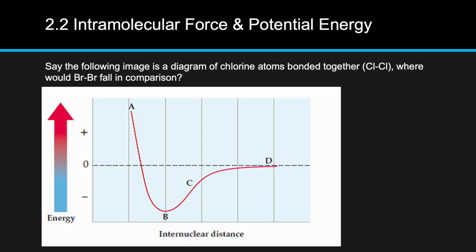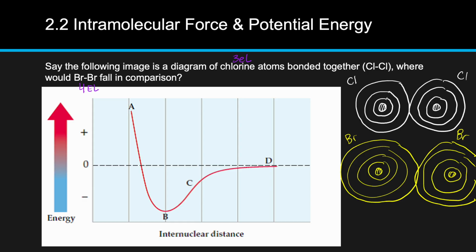Say the following image is a diagram of chlorine atoms bonded together. Where would bromine fall in comparison? So if you're looking at your periodic table, you should see that chlorine is higher up than bromine. And what that means is chlorine only has 3 energy levels, whereas bromine has 4 energy levels. Since it has more energy levels, the radius of bromine is much bigger than the radius of chlorine.